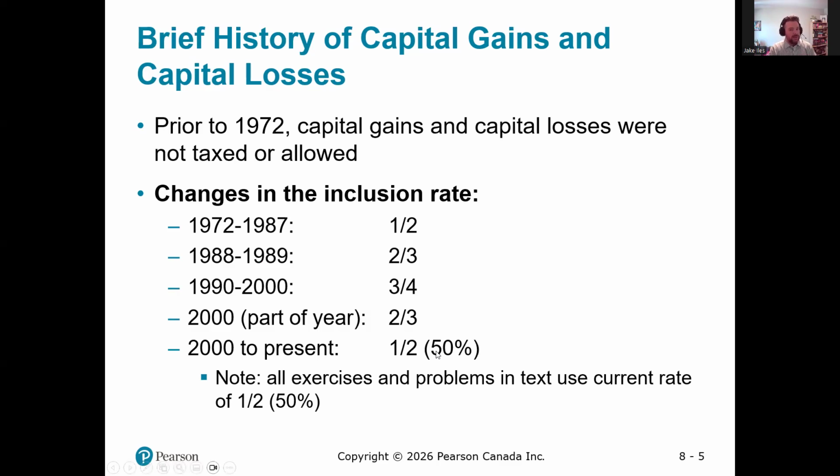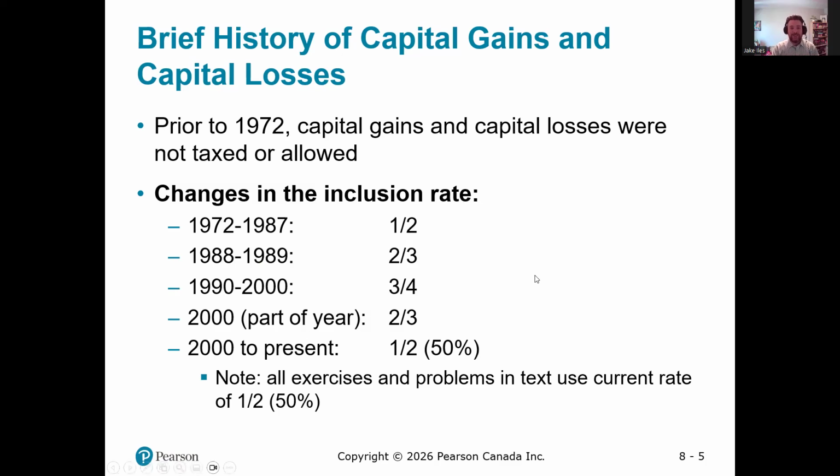Now, it hasn't always been 50%. It started at 50% when these rules came in 1972. At some point, it went to two-thirds, then three-quarters, two-thirds again. And there's been some discussion in recent years, in 2024, of perhaps adjusting capital gains over a certain amount back to that two-thirds number. I don't think that proposed rule has gone into place. We are still sitting at 50%. But the point being is it's 50% now, but it hasn't always been 50%, and it might change again in the future. So it's always good to be up to date with those rules.